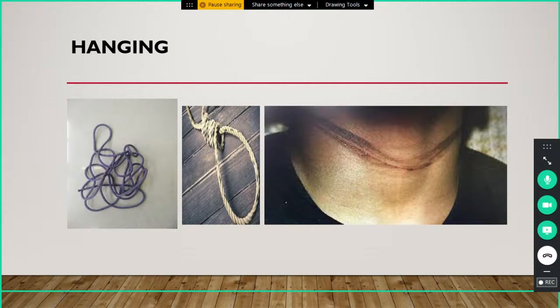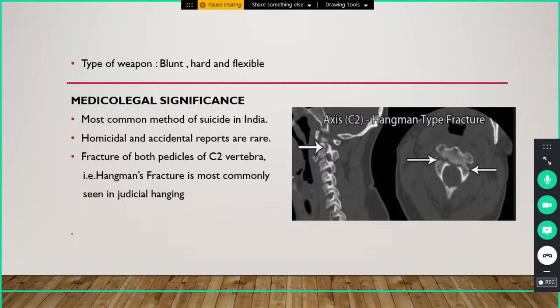This purple color rope is available in our museum, can be kept for your practical exam. And the brown color parchmentized mark you are seeing is the ligature mark around the neck. And the weapon is hard, blunt, and flexible. This rope is a common method for suicide. Homicidal and accidental reports are rare.